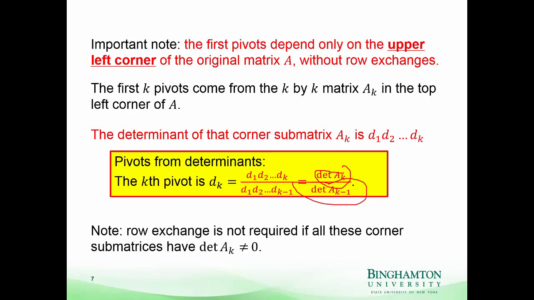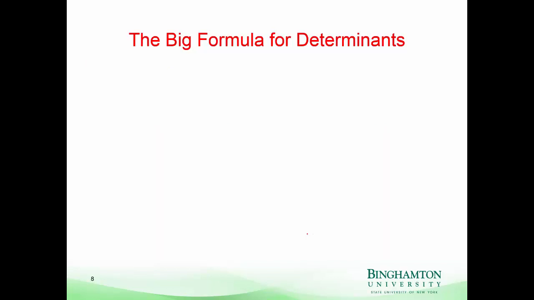We can also use these if we look at the a sub k's. If all the a sub k's are non-zero, then we know that we don't need to do any row exchanges for this particular matrix. But if one of those determinants is 0, then we need to rethink and consider doing row exchanges. I'm not going to go into the details on that. I think you would know how to do that if needed.